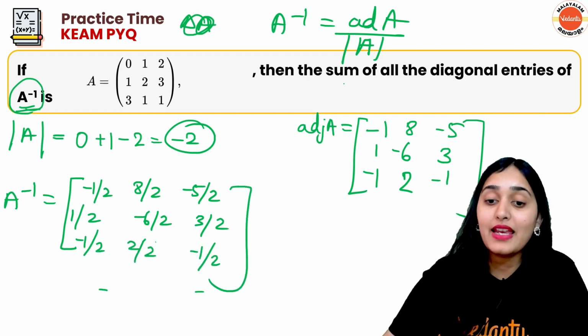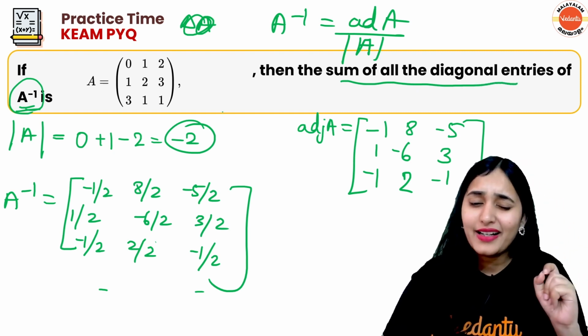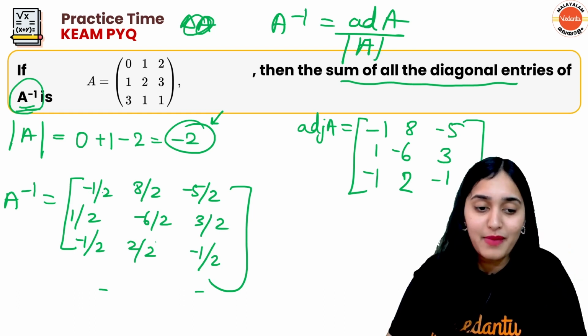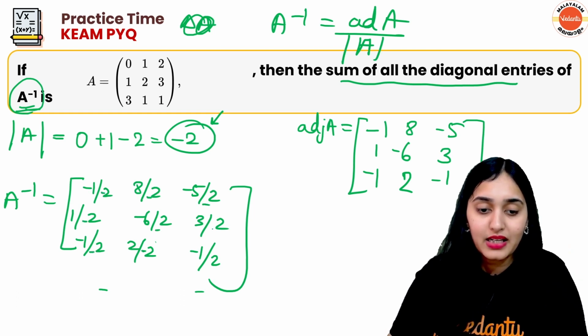And the question is asking sum of all the diagonal entries. Oh, sorry. Determinant is minus 2. So we will divide by minus 2, and all the signs change.